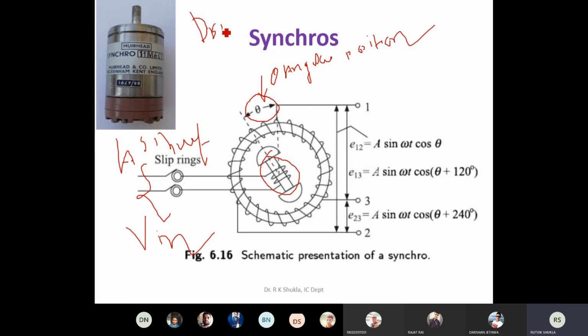We are talking about a displacement transducer. It means this particular rotor has to be connected to the system where we want to perform the measurement. Whenever that system moves by a certain angle, similarly the rotor of this arrangement will also move. Based on the position of the rotor, the amount of linkage between the rotor and the stator side will change.